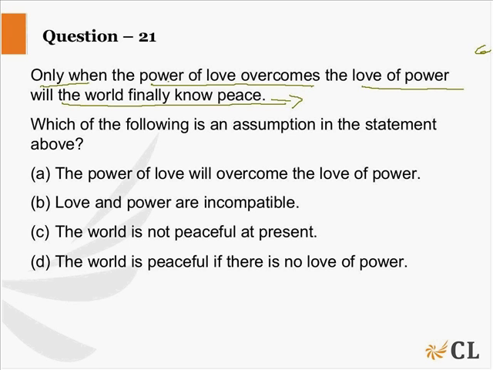It is saying that peace will happen when the power of love will be greater than the love of power. That is how you can write the equation. See, you can do some mathematics also in critical reasoning. Which of the following is an assumption in the statement? The power of love will overcome the love of power. He is not definite about it, but he says if it happens then peace will be there. But he is not saying certainly that the power of love will overcome the love of power, so it is incorrect.